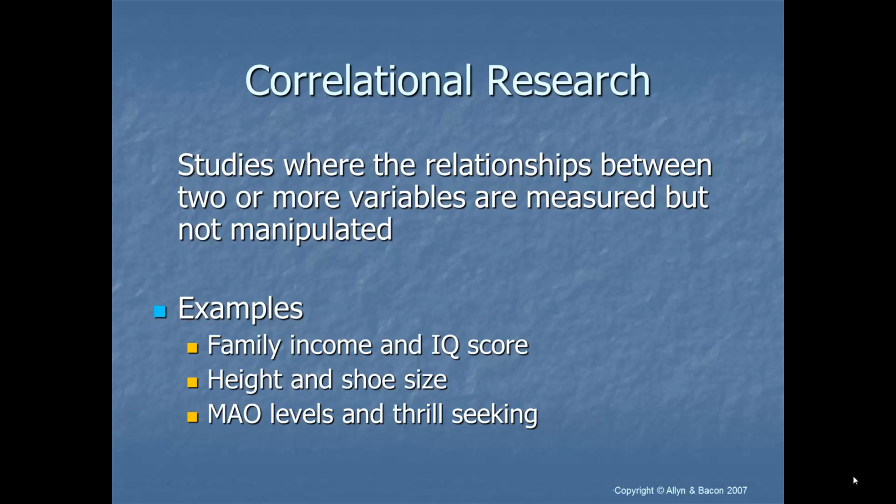And oftentimes, these, especially questionnaires, don't yield an ability to make cause-effect statements. They just tell us if there's a relationship between two or more variables that are being measured, like our attitudes or our motivations. So we're not manipulating those, we're just measuring them. And here's some examples. Is family income associated with IQ? Is the height that you are associated with your shoe size? Is the level of MAO in the brain associated with thrill seeking? We just want to know if there's a relationship between these variables.